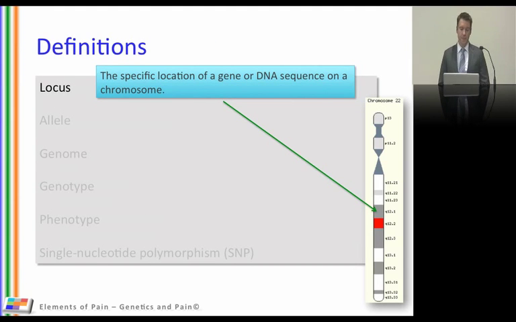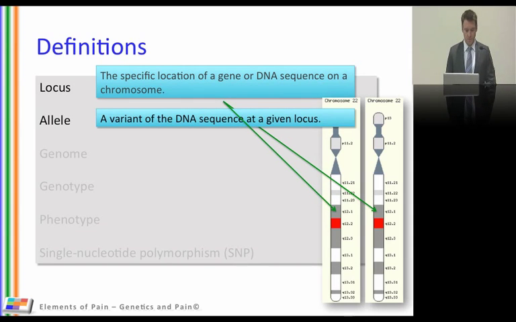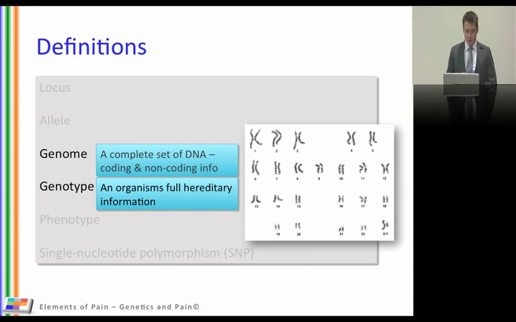So a locus. When I started reading up on genetics and pain, I had to revise a number of these things just so I had an idea about what I was actually reading, and that's the reason for giving it to you. So a locus is a location on a chromosome with a genetic sequence, with a DNA sequence. An allele is a variant of the sequence at a given location. So same location on two chromosomes, and it's got a difference in the genetic sequence. So that's an allele.